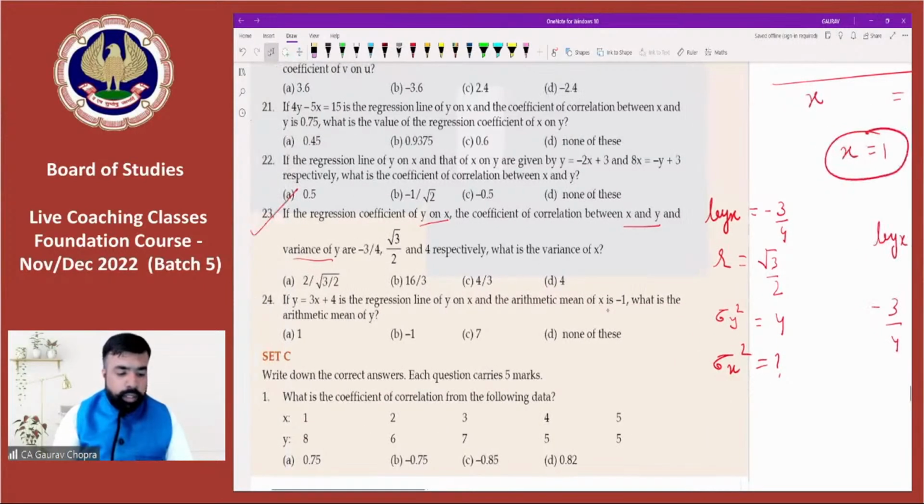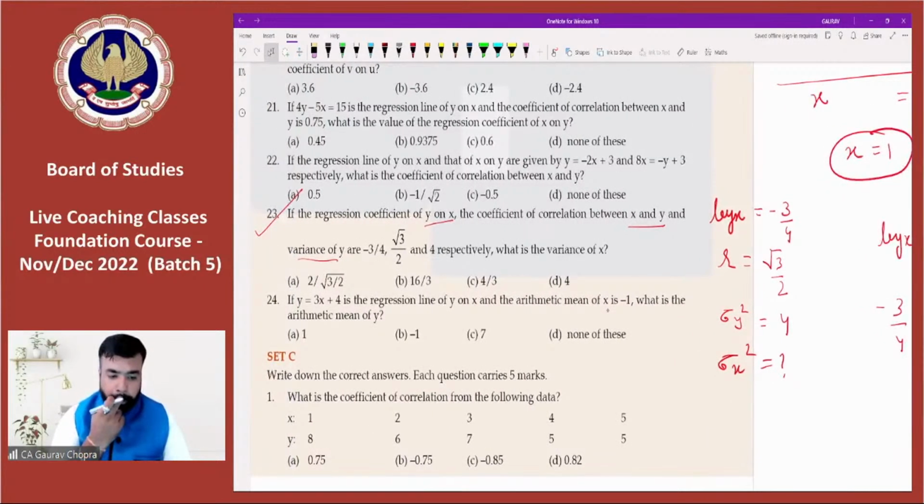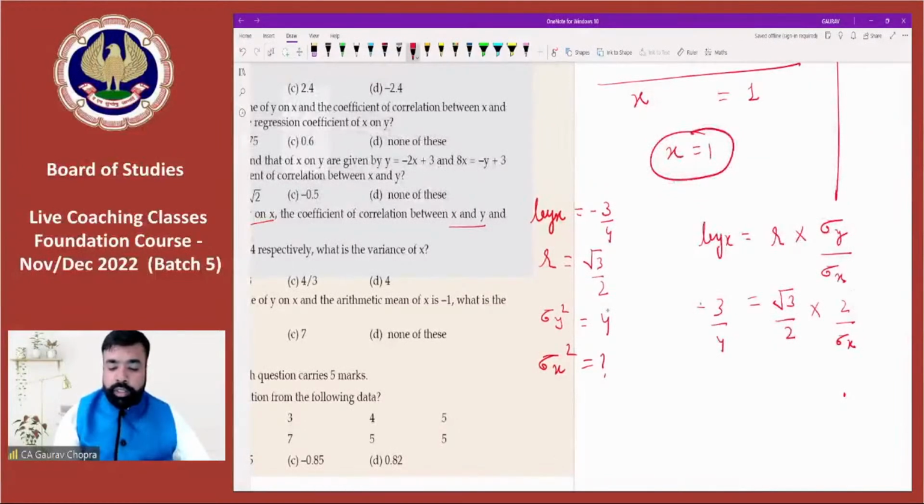Okay, in this question there will be one more negative sign because b_yx and r have different signs here. So we have to change the sign. So keep this as positive, because the sign of r and b_yx cannot be different. It must be the same. Okay.